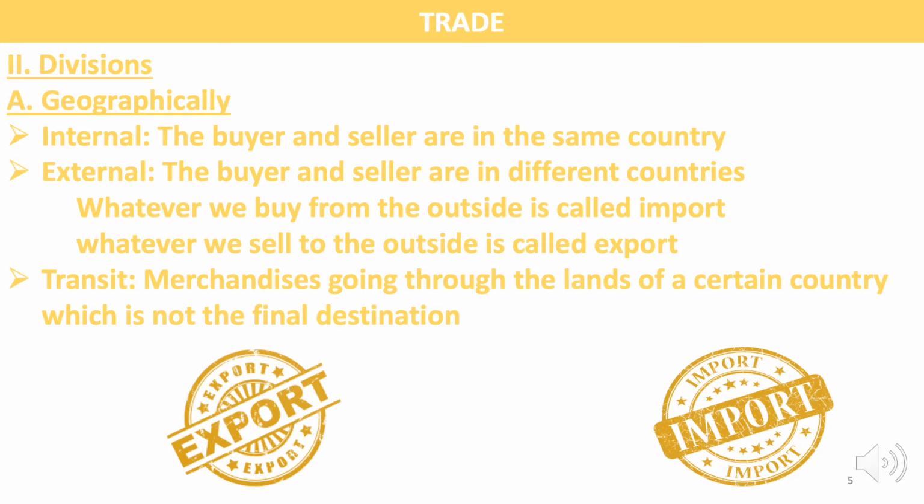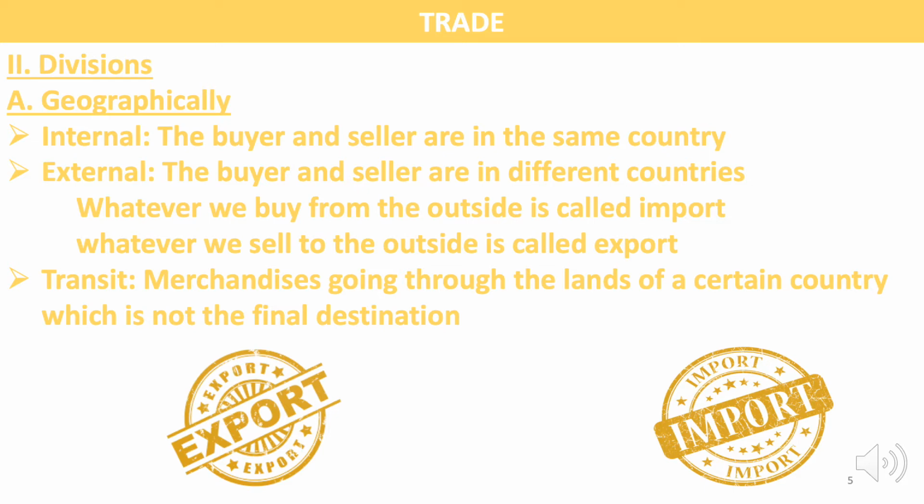Let's say Interspar. Now, whatever we buy from the outside is called import. Whatever we sell to the outside is called export. Now, the transit is when the merchandises go through a certain location, but it's not meant to go to this location. It's meant to another place, but it has to go through this point.